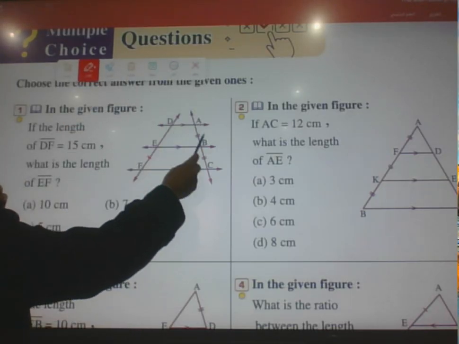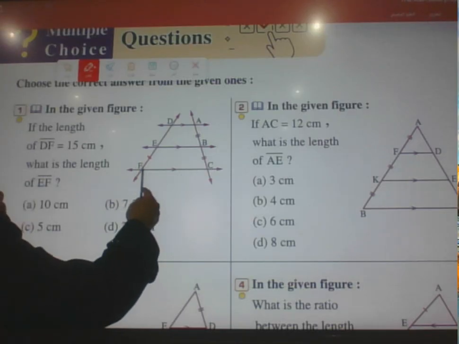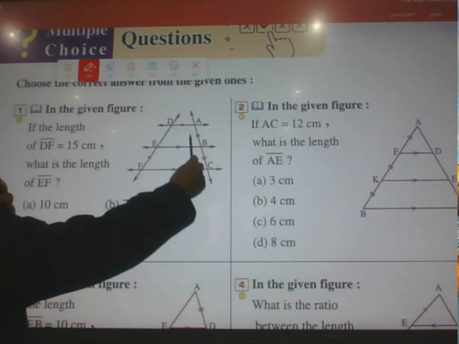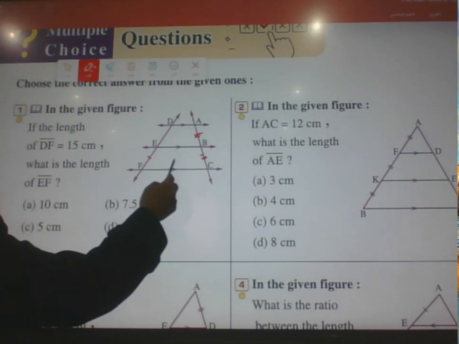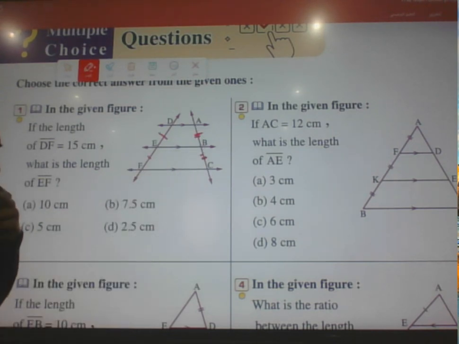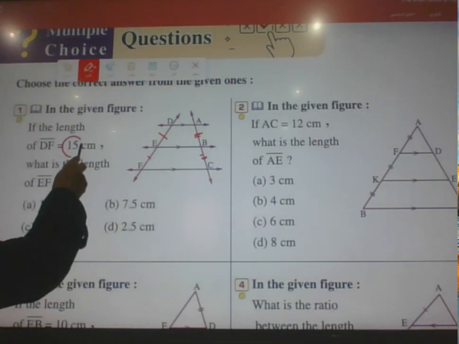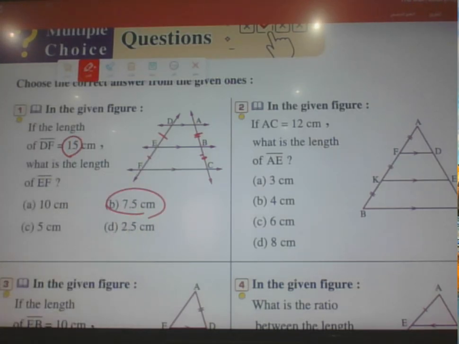We have the parallel lines, and EC is a transversal of them. We also have two equal parts, EP equal PC. The lengths here will also be equivalent, DE equal EF. He gave us DF was 15, then 15 divided by 2 equals 7.5.